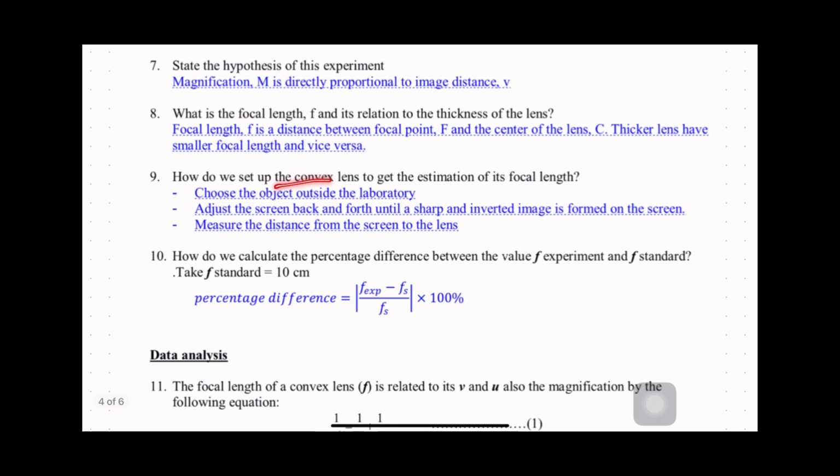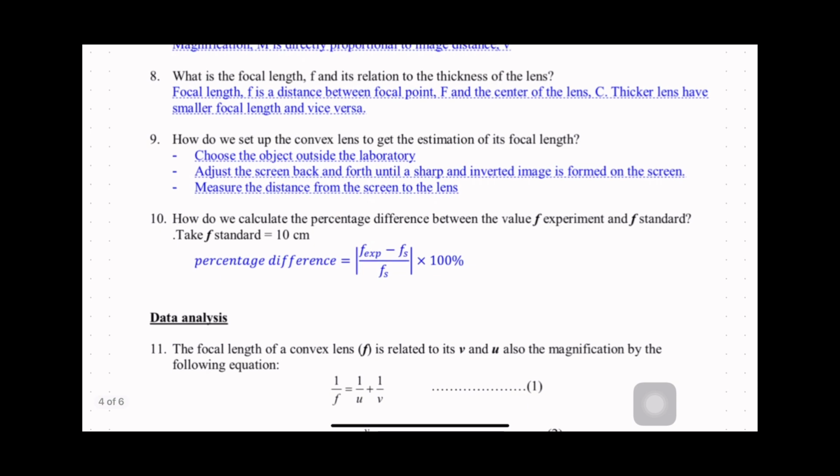How do we set up the convex lens to estimate its focal length? Okay, maksudnya macam mana kita nak estimate, maksudnya dapatkan focal length pertama tadi. Okay, choose the object outside the laboratory. Ikutlah nak cari pasu ke, tangga ke, pintu ke, is up to you. Adjust the screen back and forth until a sharp and inverted image is formed on the screen. So, kita adjust hanya kita punya screen sahaja sebab kita nak dapatkan sumber daripada infinity, iaitu cahaya matahari lah. Okay, measure the distance from the screen to the lens.